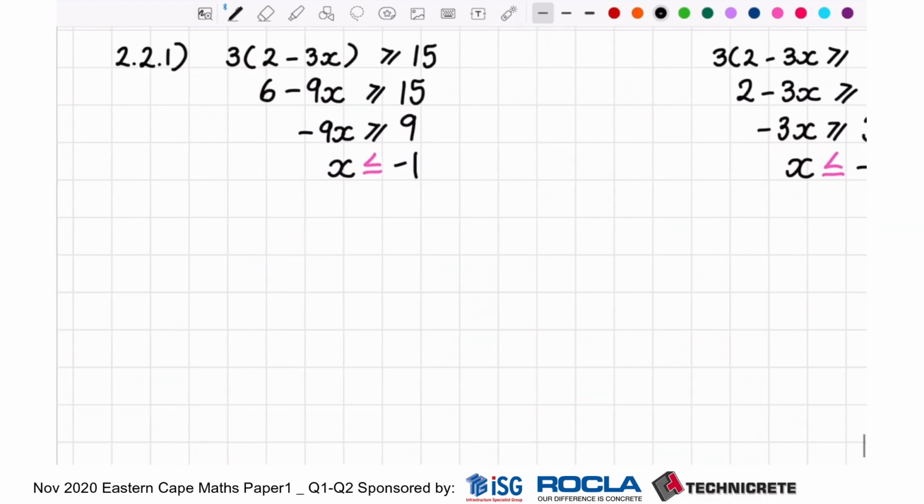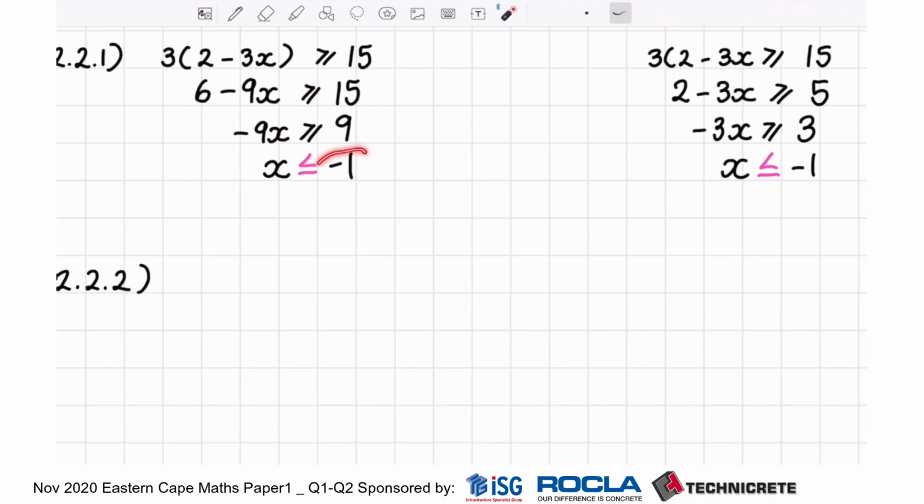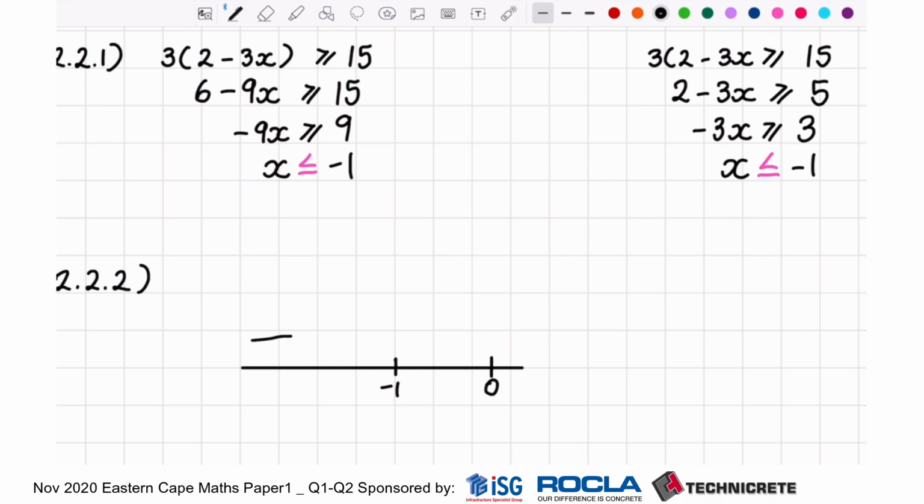In the second part of the question, we were asked to draw a number line to represent our answer. So I know that my boundary number is negative 1. I'm just going to draw a number line. I'll have negative 1. You can put in 0 if you like. And I can see that my x is, first of all, going to be less than negative 1. So my line is going to go here for x. And I should add arrows to my number line.